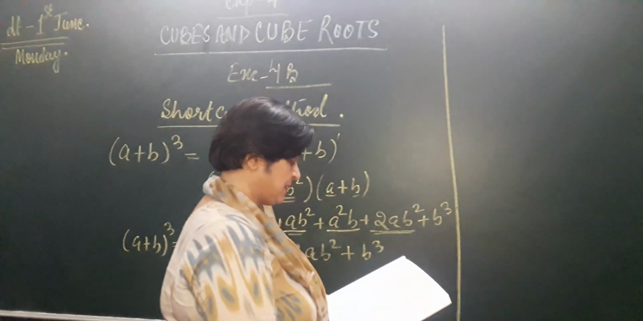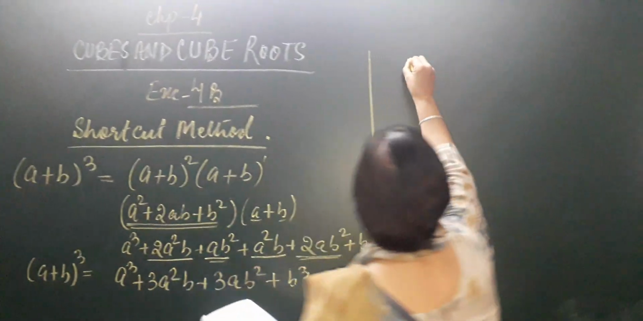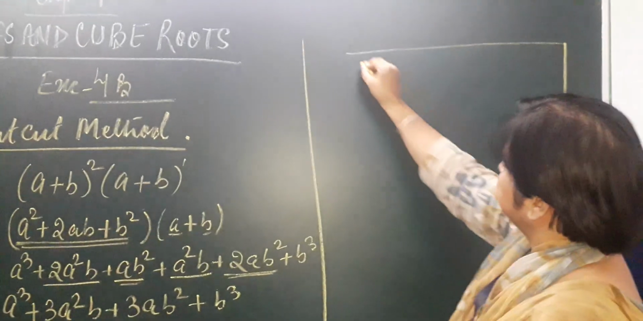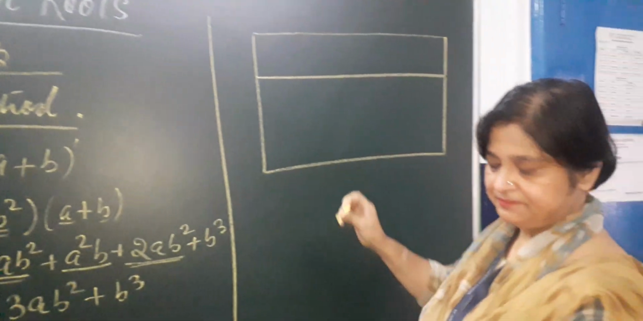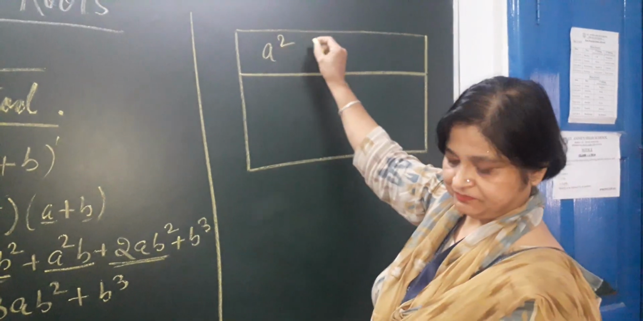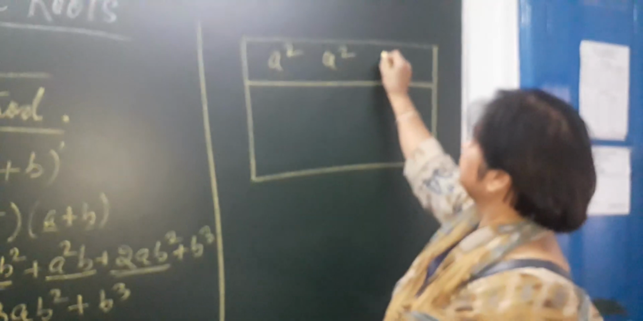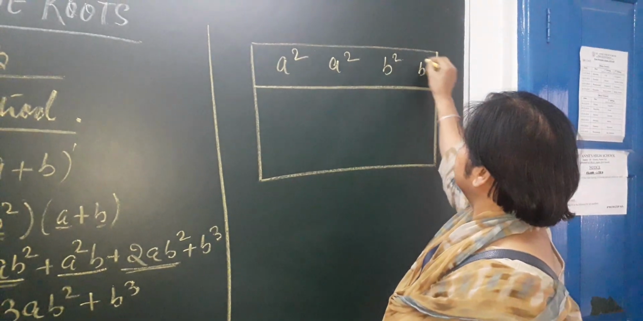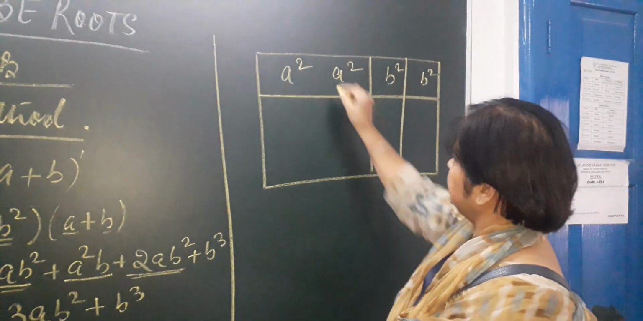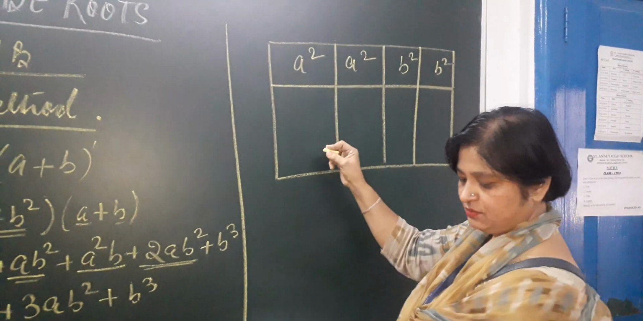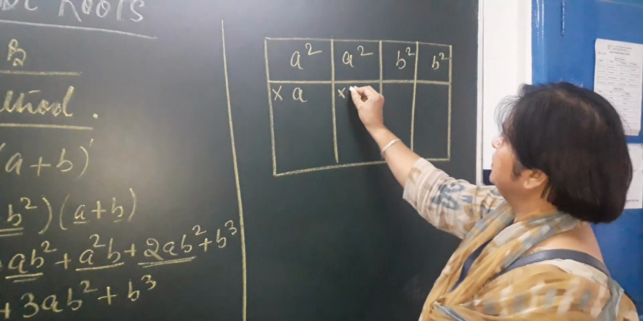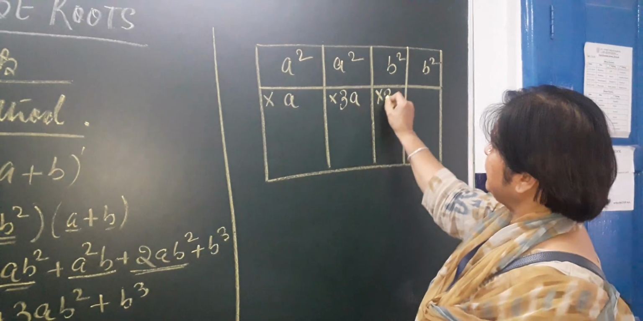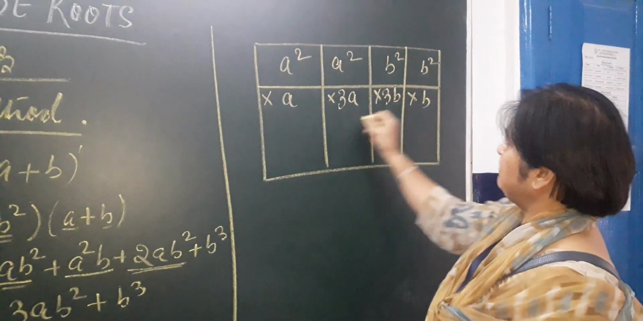The shortcut method of calculating the cube of a particular number. So we have to form a box for this. Let us form a box. Here in this box, it will be written as a square, b square and b square. B square, b square, a square, a square. Now we have to multiply this by a, this by 3a, this by 3b and this by b. You have to learn this.